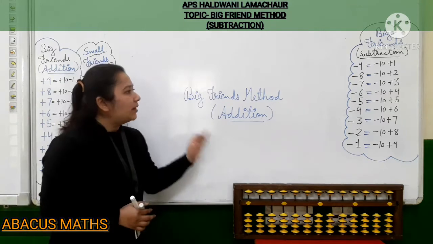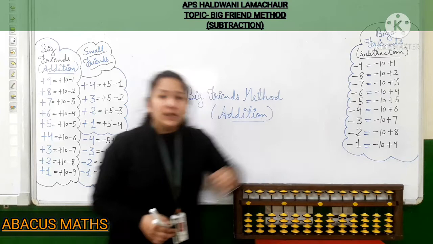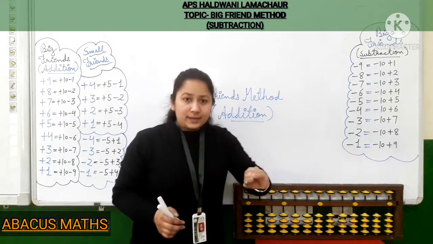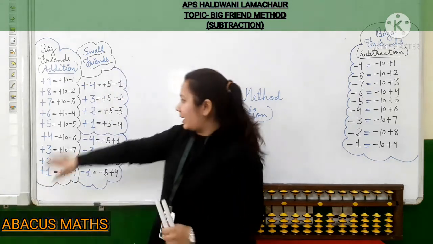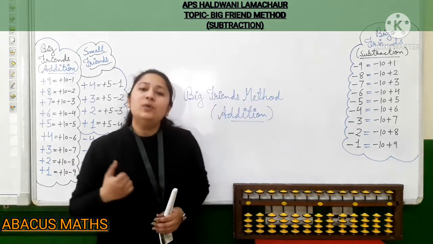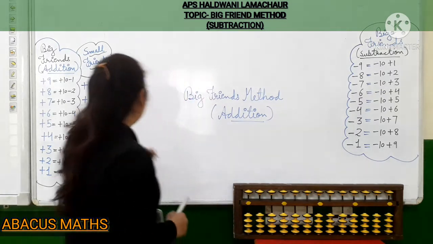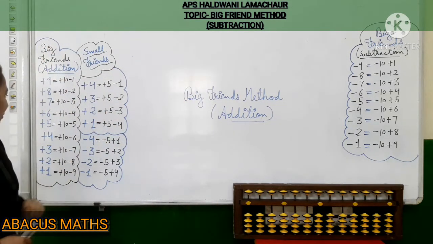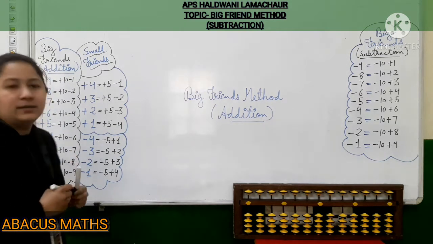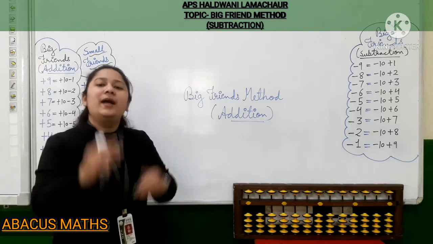Now kids, we are moving towards big friends subtraction formulas. Today we will do the sums related to these subtraction formulas. And in those sums, your big friends addition formulas and small friend formulas can also come. Now kids, just remember one thing. At the time of doing the sums of the addition formulas, I have told you that whenever you have to add 10, you add 10 in one rod up.